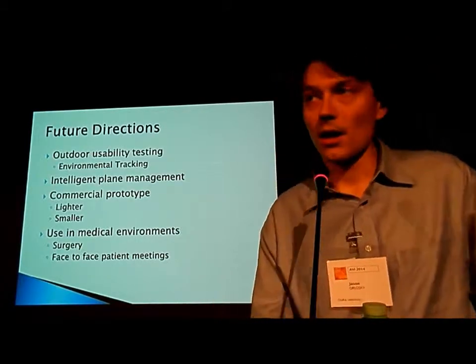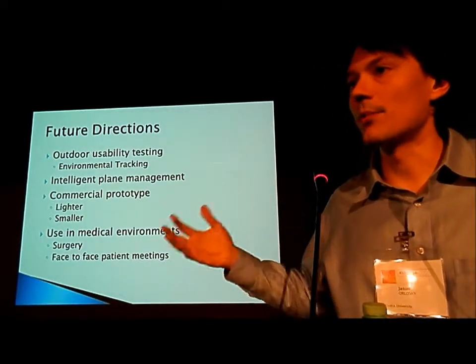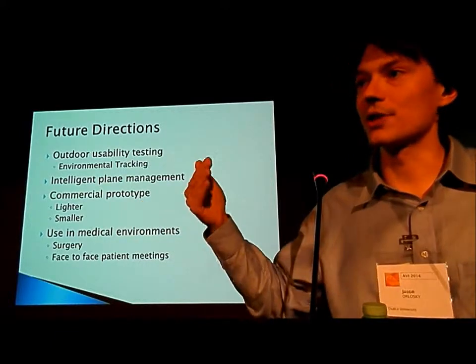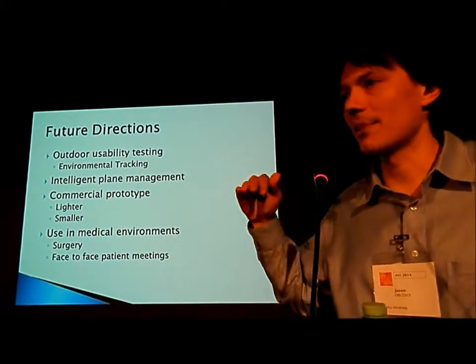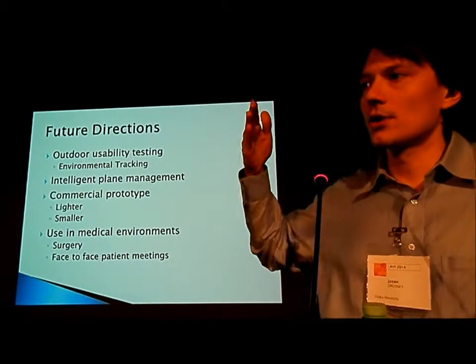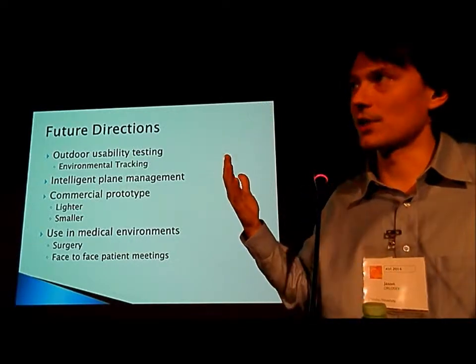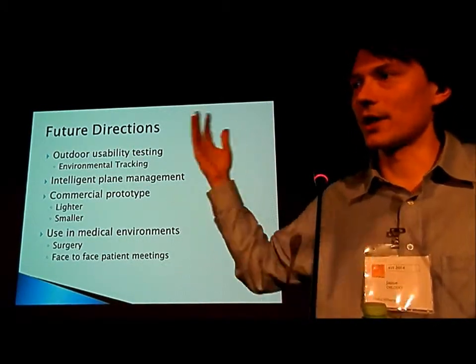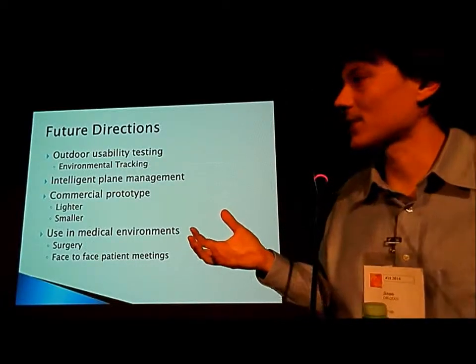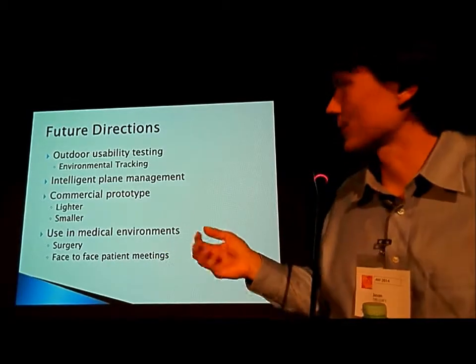Future directions: we want to get to working outdoors, so we want to develop a portable model that people can walk around outside, so we can measure and test more usability for interaction. Also, intelligently managing the plane. For example, most single plane displays are fixed at about 1 meter, but a user's eyes are not always fixed at 1 meter. They're looking at different places in the environment. So how do we get text to be less likely to occlude environmental objects, for example?